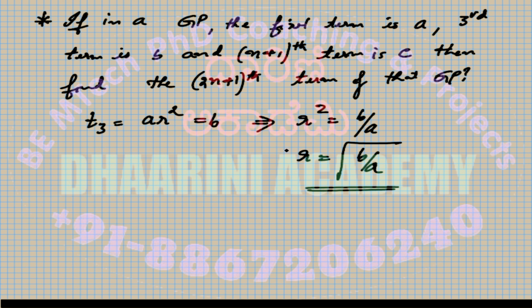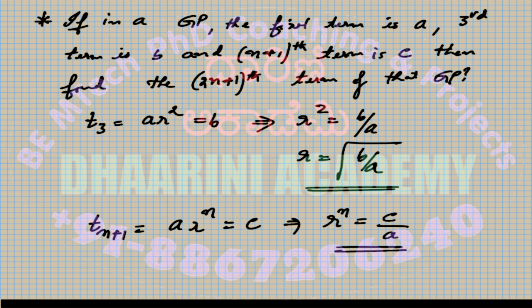Then let us try to write the n plus 1th term. What do you mean by n plus 1th term? If I want to write Tn plus 1, this is A into R to the n. That is given as C. So this implies if I want to find R to the n, then I can write C by A.